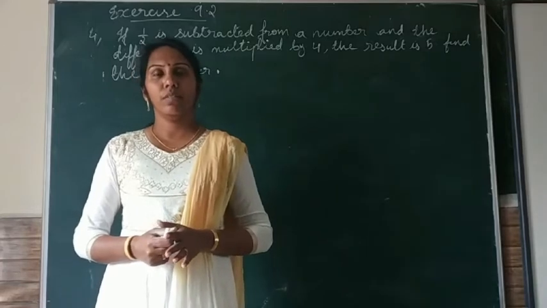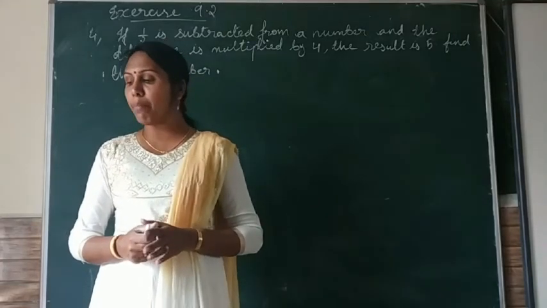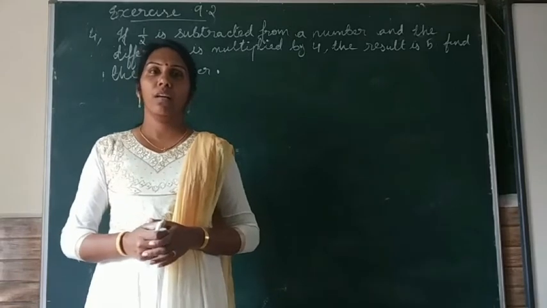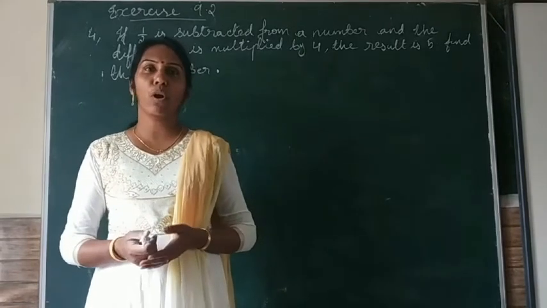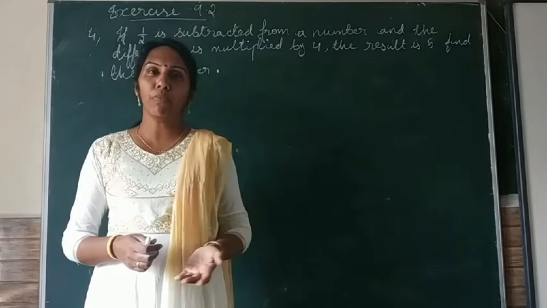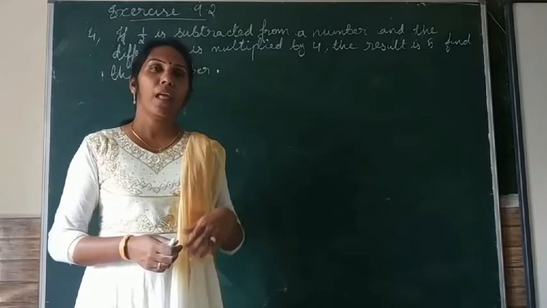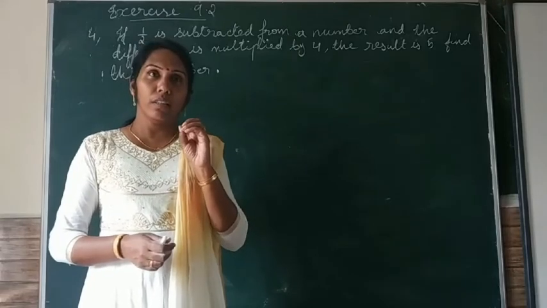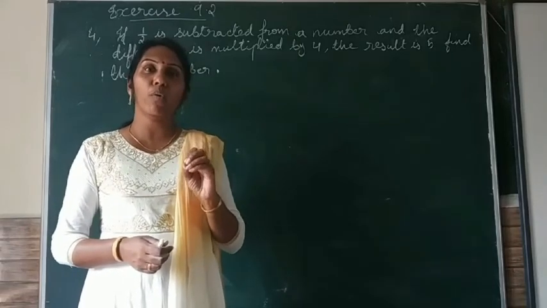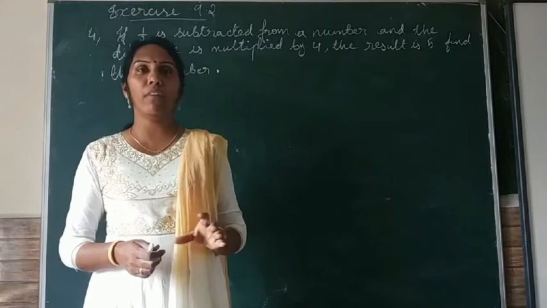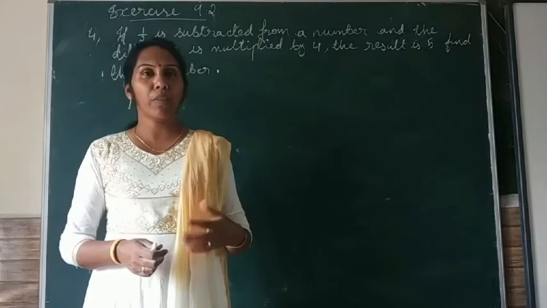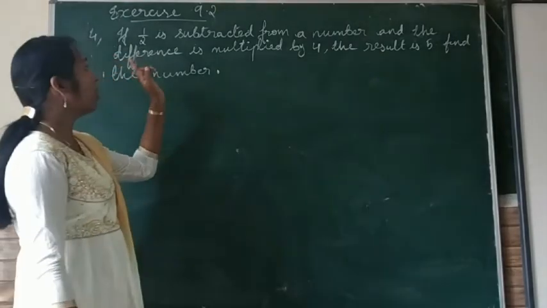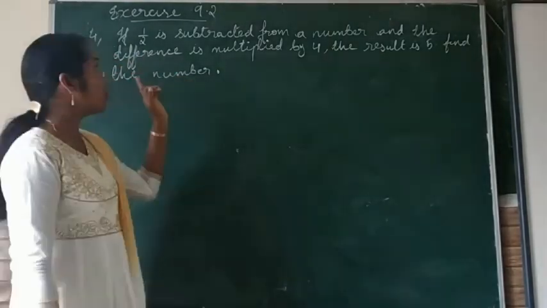So we have to start exercise 9.2. In exercise 9.2 we have many questions which we have to solve in this method. We have to frame an equation first of all, and then we have to solve the equation. For that we have to take the required value as an unknown variable x or y, etc. So first of all, let us solve question number 4 in exercise 9.2.